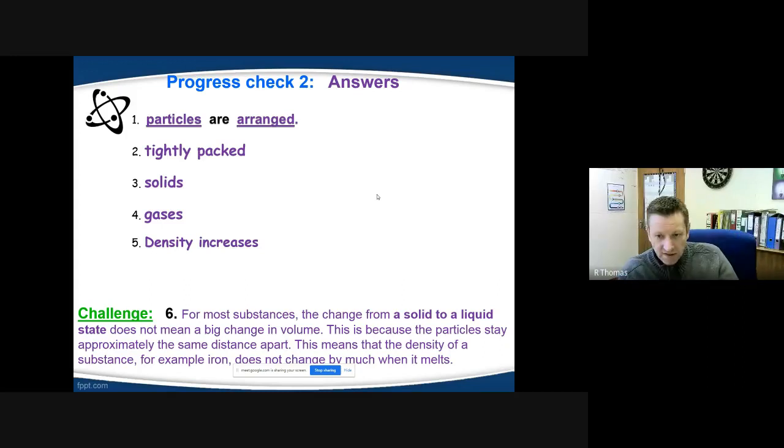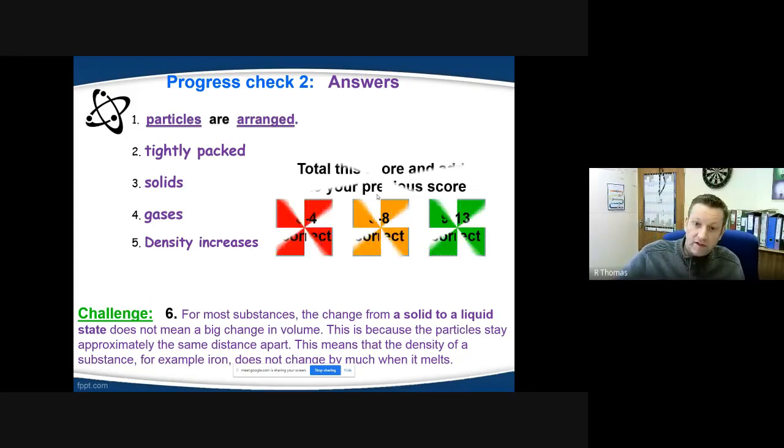So for most substances, the change from a solid to a liquid state does not mean a big change in volume. This is because the particles stay approximately the same distance apart, a bit further apart for a liquid. So this means that the density of a substance, for example, iron, does not change much when it melts. It will change a bit, and the density will decrease slightly. Fabulous. Again, give yourself a score.